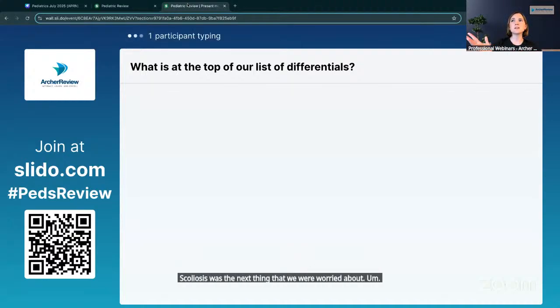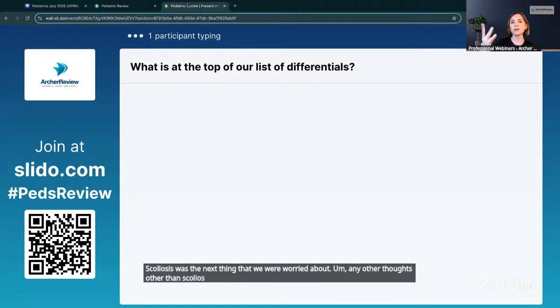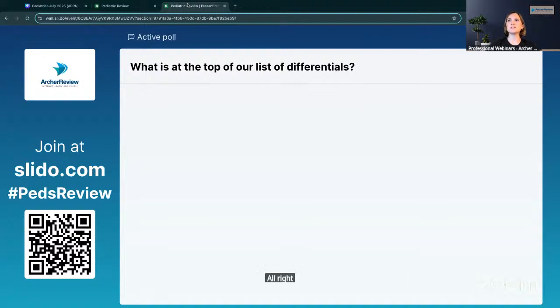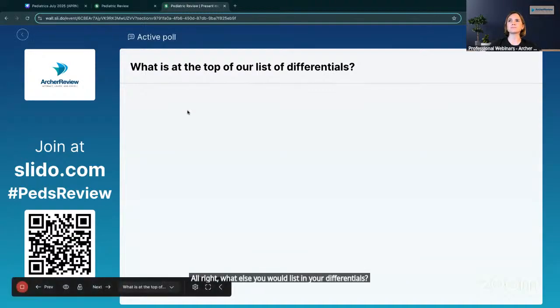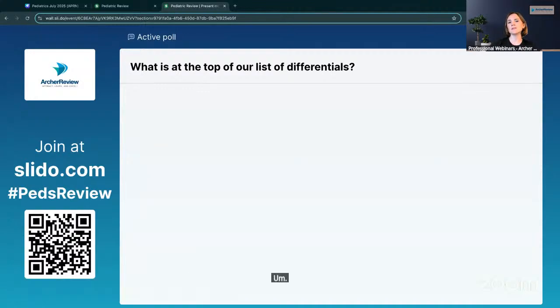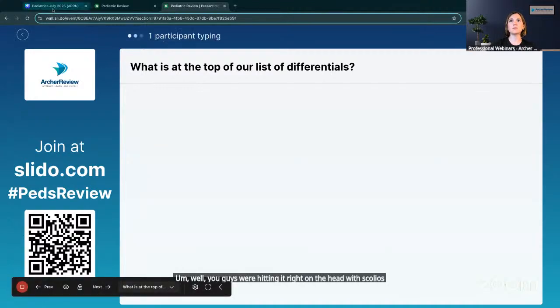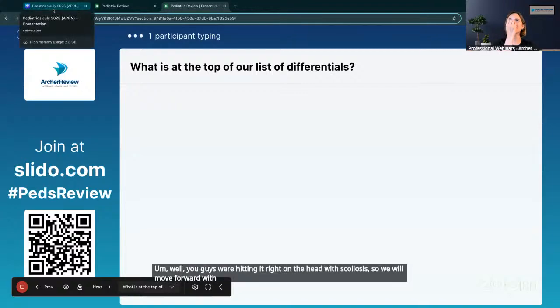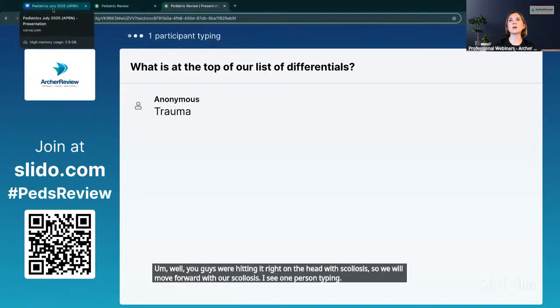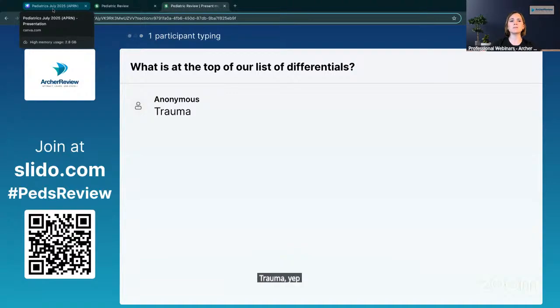Any other thoughts other than scoliosis that you would think of with a patient that has these complaints? Or what else you would list in your differentials? Well, you guys were hitting it right on the head with scoliosis, so we will move forward with scoliosis. I see one person typing. Trauma. Yep. So with back pain, you're going to want to identify what's going on in there.